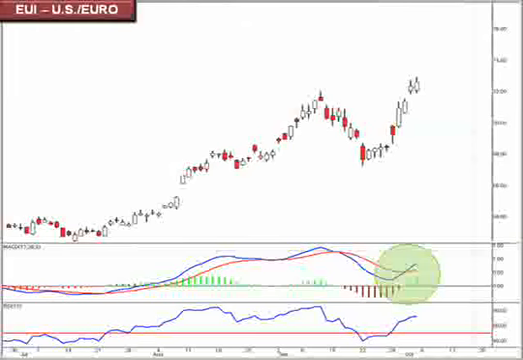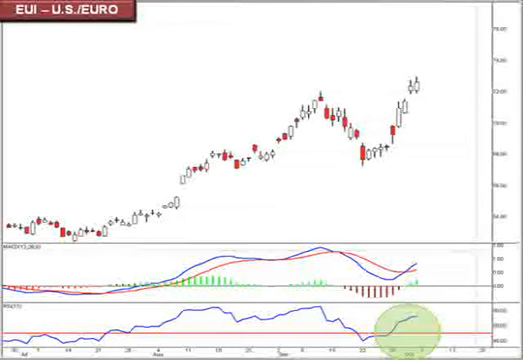Our MACD is also confirming the strength in the upside move here that we've identified, and our RSI is also suggesting that we have continued momentum to the upside as well.